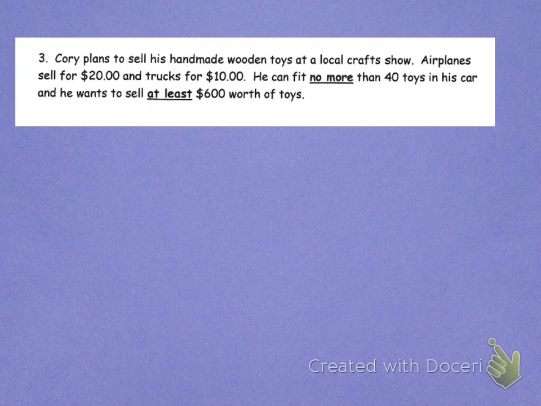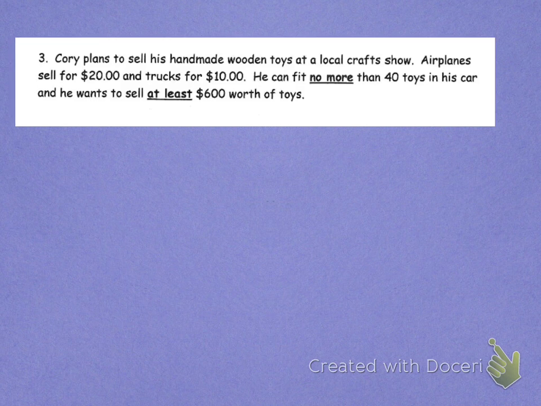So the next word problem is a system of inequalities. There's actually 2 inequalities in here that we need to consider. And this is more realistic to something that could happen, because there's usually more than just a couple of variables in a real life situation. So you have Corey planning to sell his homemade wooden toys at a local craft show. Airplanes sell for $20, trucks for $10.